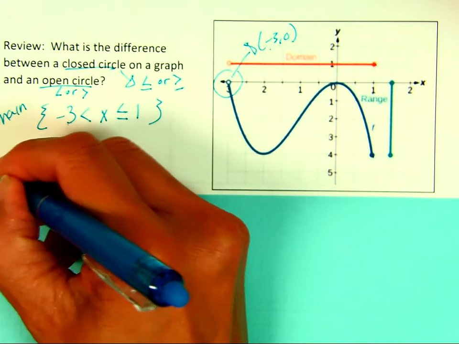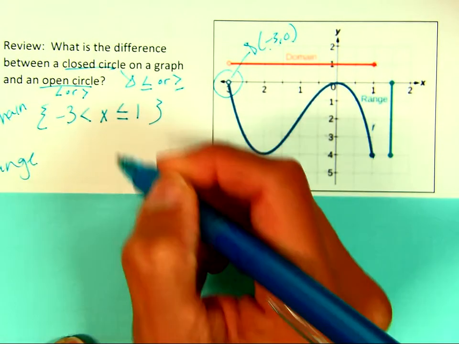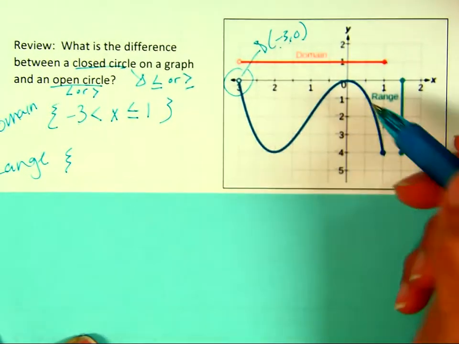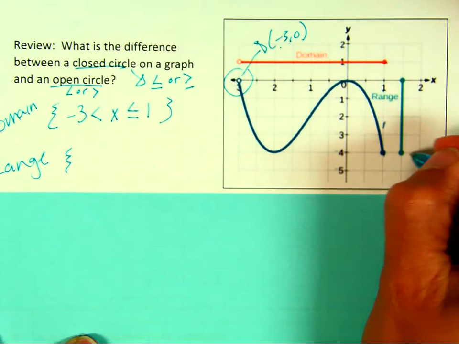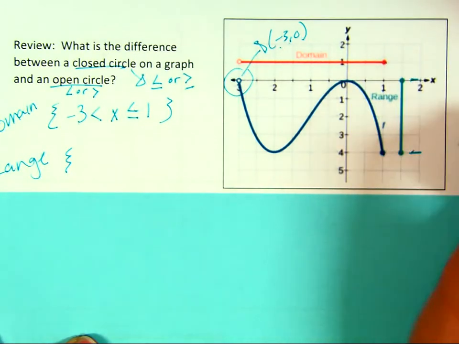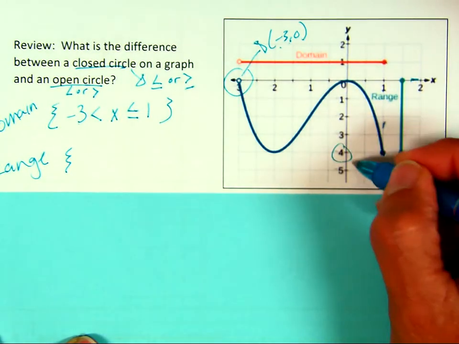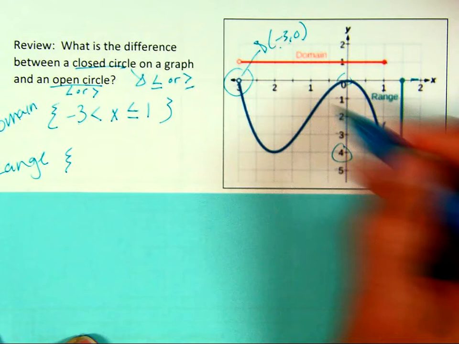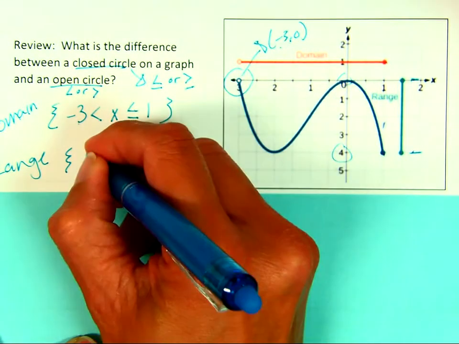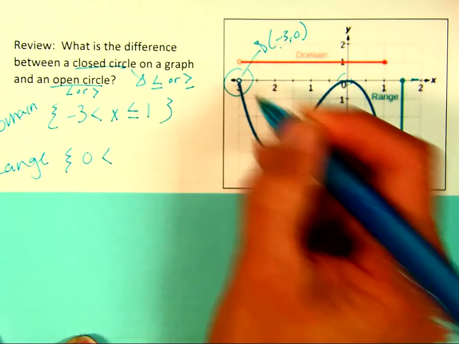My range would be lowest to highest. So I'm going to go from here to here. Notice that this is -4 and it goes up to 0. And again, 0 has a less than because it's an open circle.